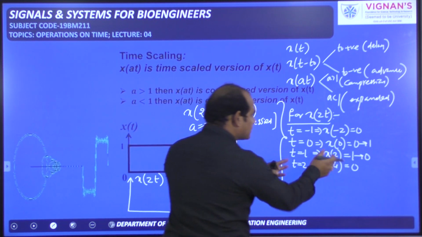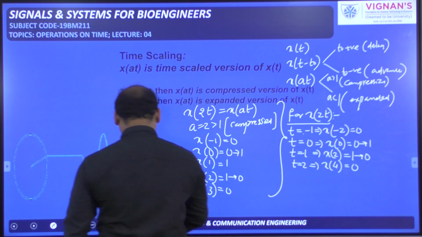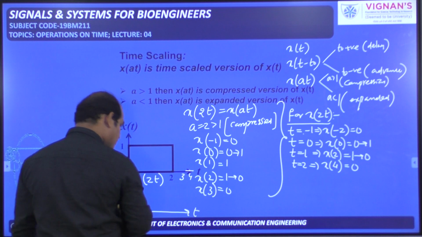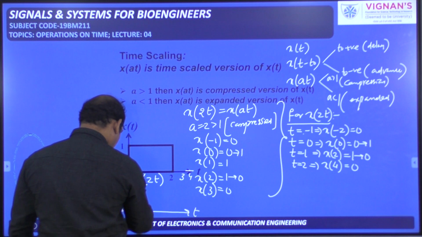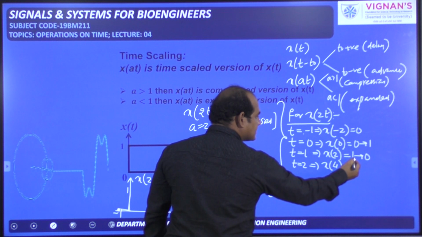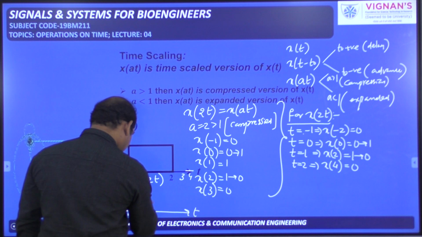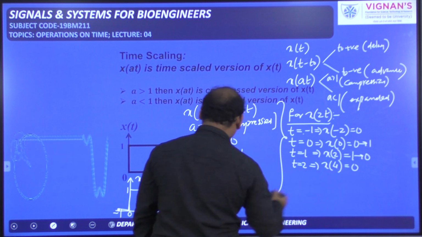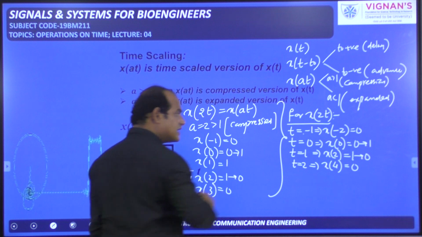Now try to draw this one. At t is equal to minus 1, what is the value of x of 2t? 0. At t is equal to minus 1, value of the signal is 0. At t is equal to 0, value of the signal is changing from 0 to 1. At t is equal to 1, the amplitude of the signal is changing from 1 to 0. That means here it is 0, here it is 1. It drops from 1 to 0. At t is equal to 2, it is 0. You take other values also, you will get zeros only. You take the previous values, you will get the zeros only.